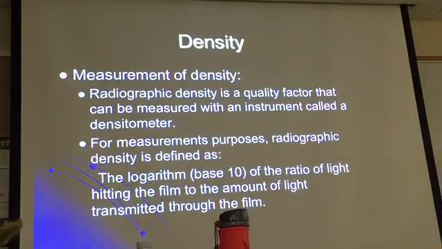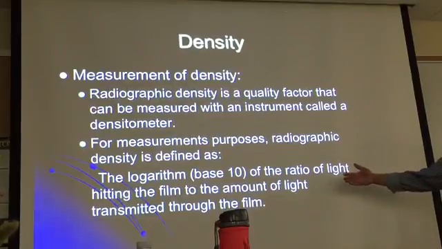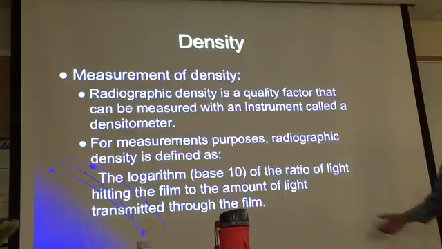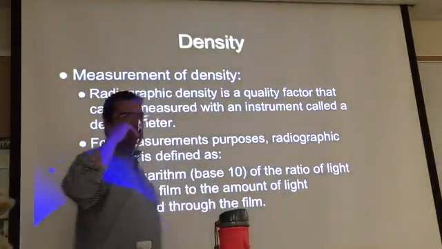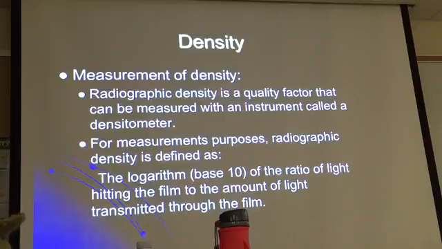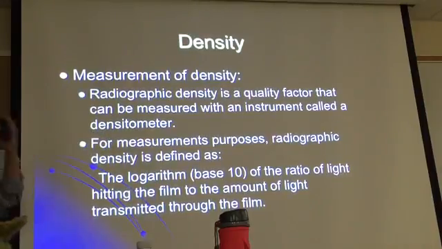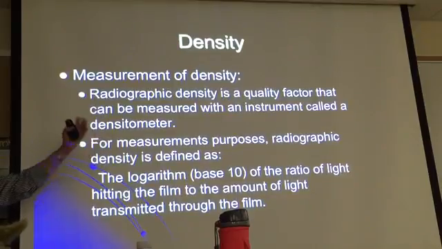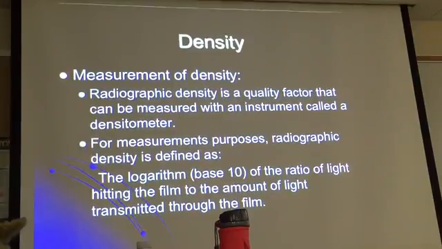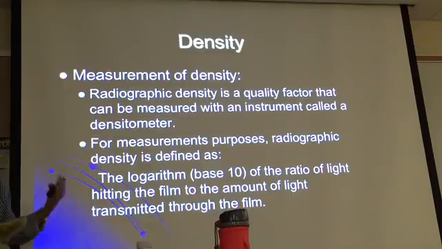That's called a densitometer. For measurement purposes, the radiographic density is defined as the logarithm base 10 of the ratio of the light hitting the film to the amount of light that is transmitted through the film. Which basically is what I said. Now, you use a logarithm base 10 because density changes so gradually that if you were to do it one by one, you would have too many values, more than 400 values. It would be too difficult.